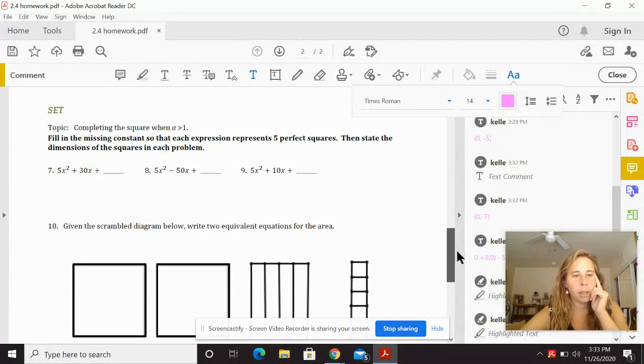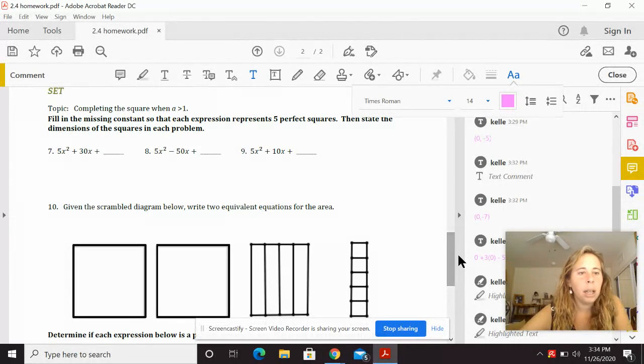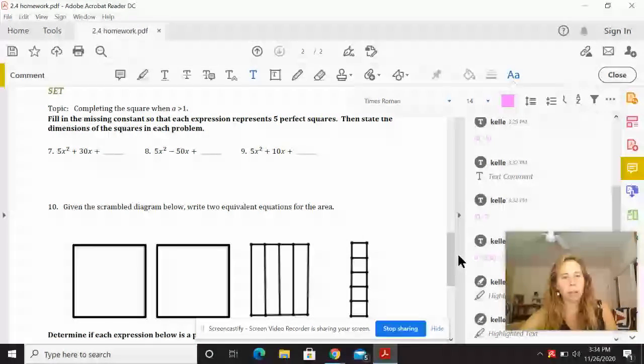All right, 7 through 9. Fill in the missing constants so that each expression represents 5 perfect squares. Then state the dimensions of squares in each problem.